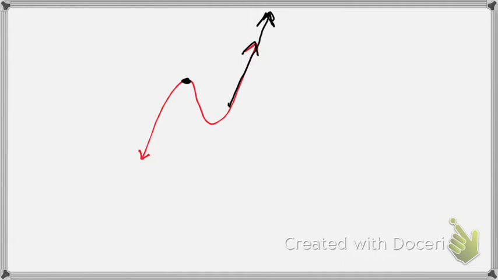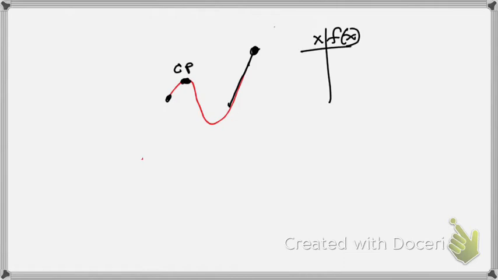However, if I change this graph and make it a closed interval, which means solid endpoints, now my maximum could be the critical point right here, or it could be the endpoint. So that's why when we have a closed interval, we have to do a t-chart to compare the critical point to the endpoint, because the endpoint could end up being your maximum. Okay?